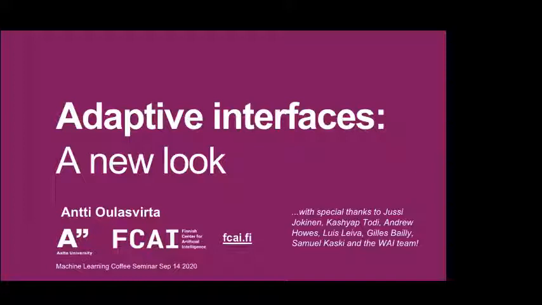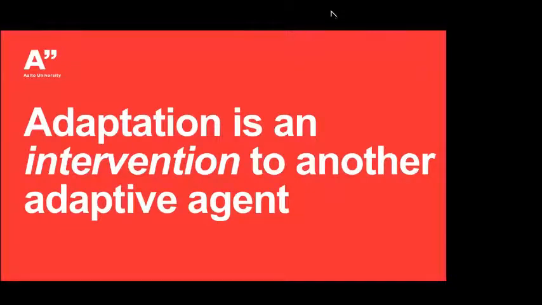Okay, with that, we could start with the main claim of today, which is that adaptation. I'm going to define what that means, but basically adaptation is about changing an interface for the benefit of the user. It should be considered an intervention, in the way that you go and change something in the person's environment. And you need to take into account the fact that that other agent is also adapting and learning and changing as well.